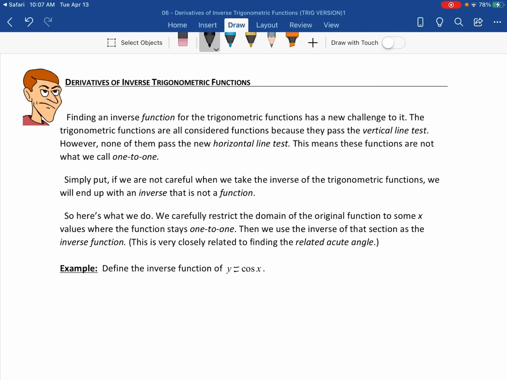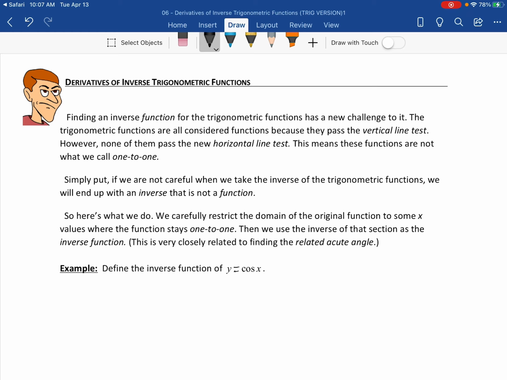Derivatives of inverse trigonometric functions. Now, finding an inverse function for the trigonometric functions has a new challenge to it. The trigonometric functions are all considered functions because they pass the vertical line test, so they all fit in our category of functions. However, none of them pass the new horizontal line test.